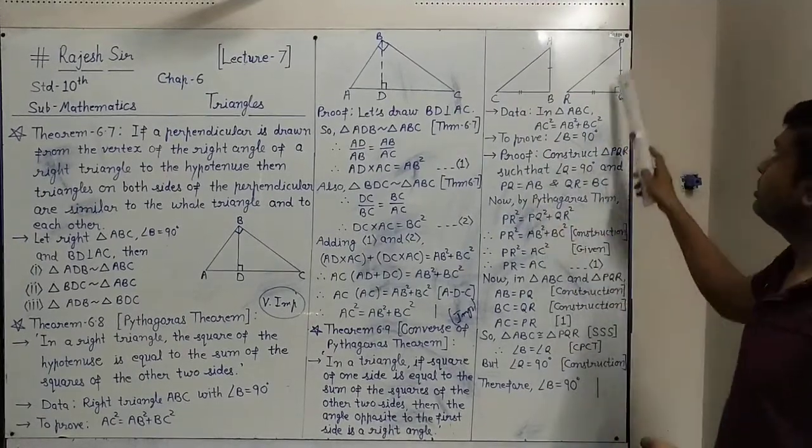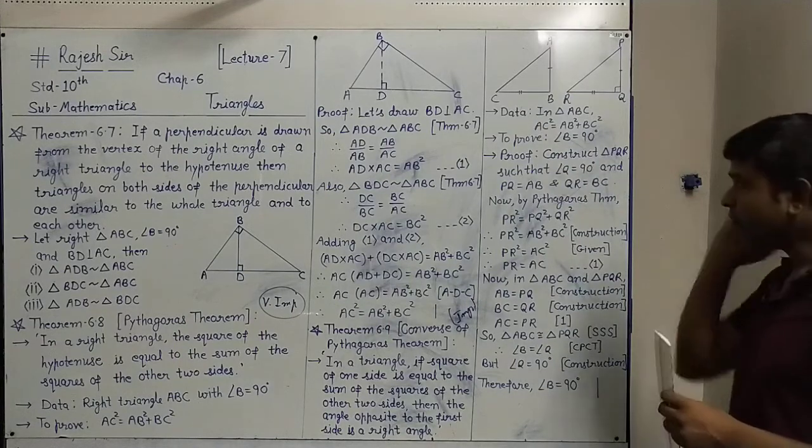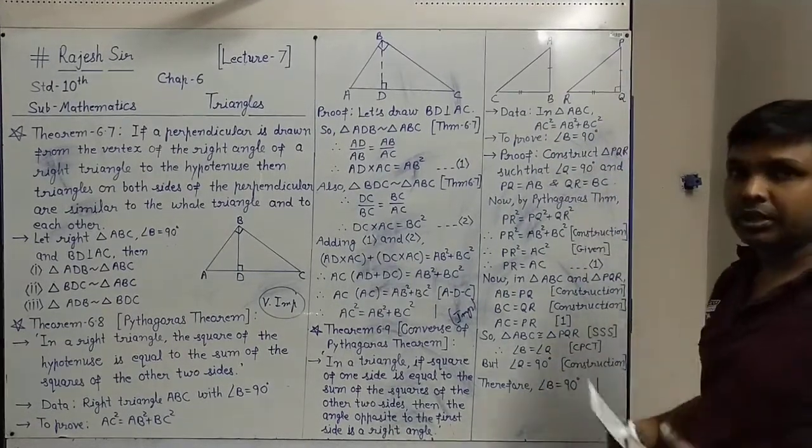So PQ equals AB and QR equals BC, that way we have drawn. A totally new triangle is constructed.